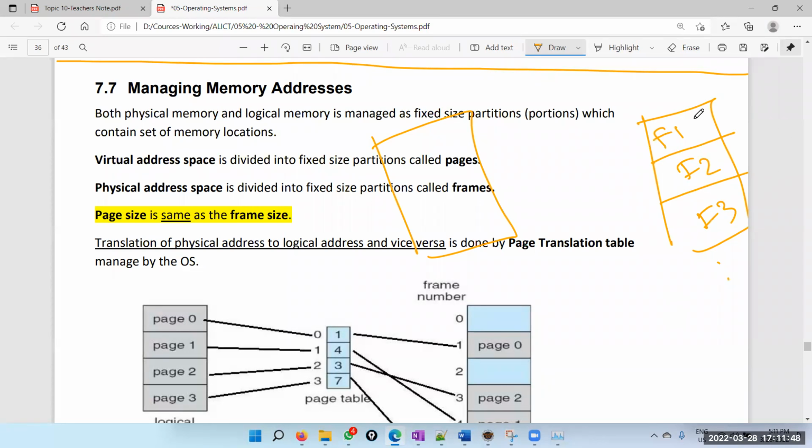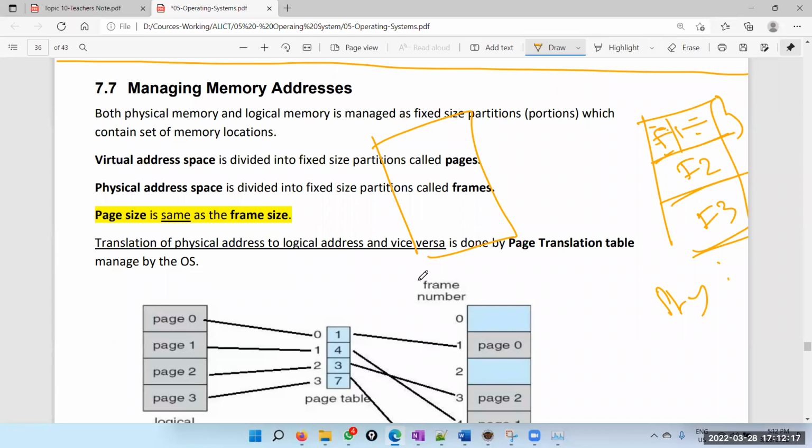So each frame may have a set of addresses, and of course in each address you can keep data, right? Maybe one memory address can keep only 1 byte. Maybe one frame is 100 bytes, or 1024 bytes, 1 kilobyte. That is 1024 memory locations if it is 1 byte each, and we call them frames. That is the physical memory side.